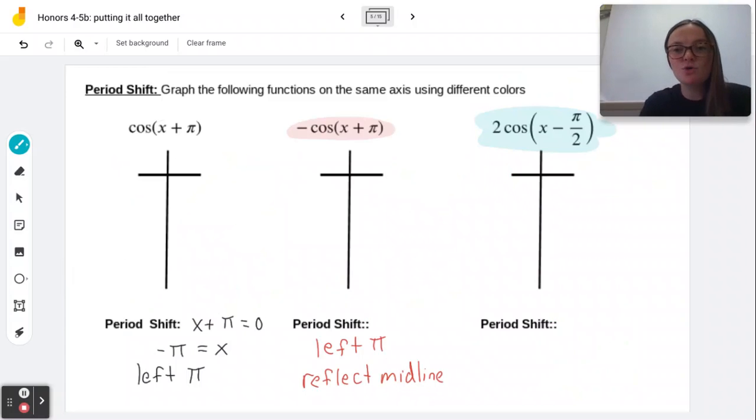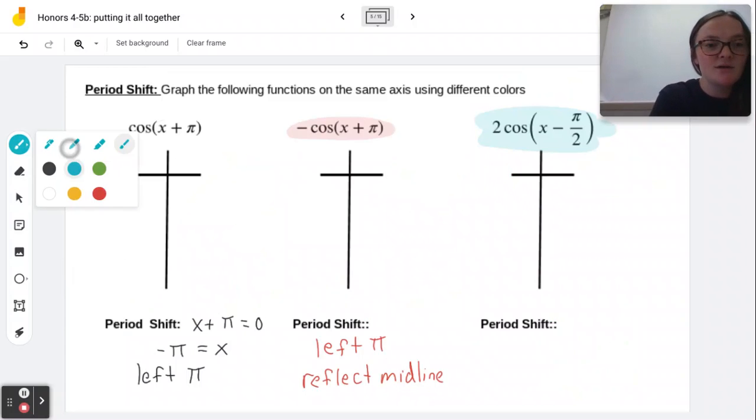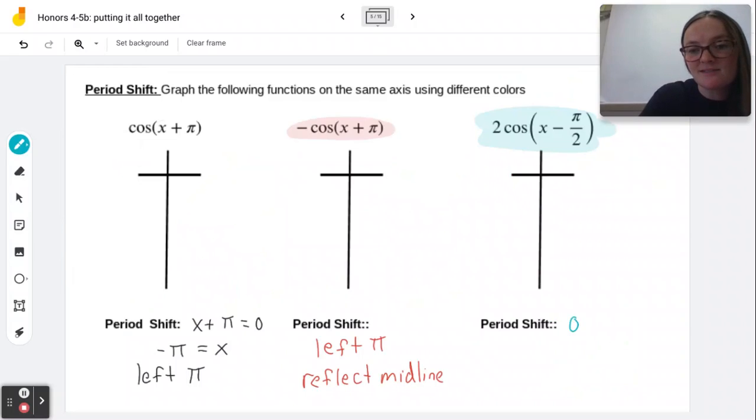Okay, so this time we have 2 cosine of x minus pi over 2. All right, so the first thing I'm going to do is establish the period shift. That's going to be by setting the inside equal to 0. 0 equals x minus pi over 2, and you should get x is equal to pi over 2, which means we need to move right pi over 2. And we also should observe that we have a different amplitude. We also can see that the amplitude should now be 2.